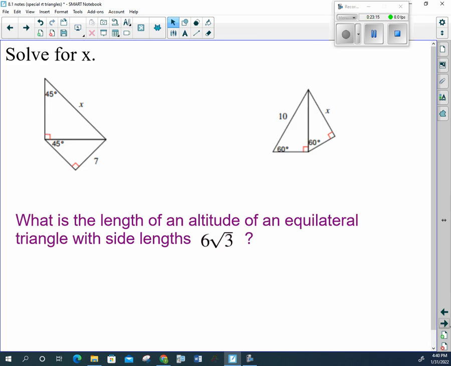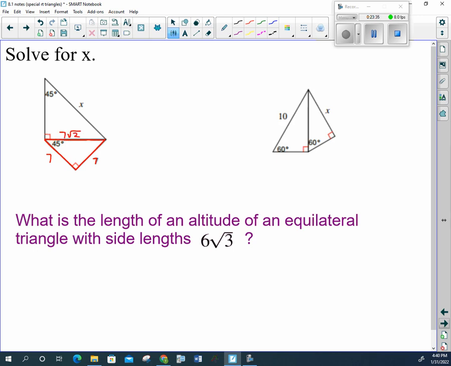Okay, so this one, we're just going to kind of work through the triangles until we get the side we're looking for. So I'm going to start down here with this 7. So if this side's 7, it's a 45, 45. That side's 7. So that makes the hypotenuse of this triangle right here 7 square root of 2.